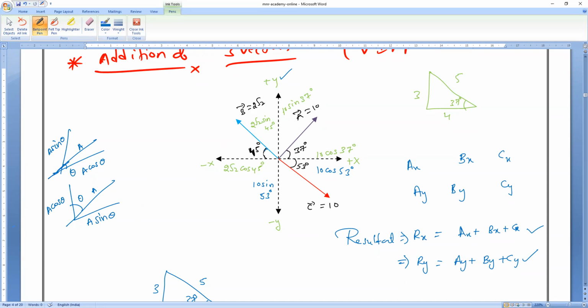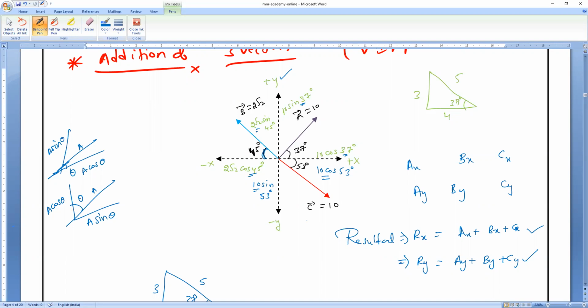Now here the theta is coming, so this is cos theta and this is sin theta. Now here the theta is coming, so this is cos theta and this is sin theta. Now for this one, the theta is here, so this is cos theta and this is sin theta. Is it right or wrong? Is it easy or not? Yesterday also we have done this.